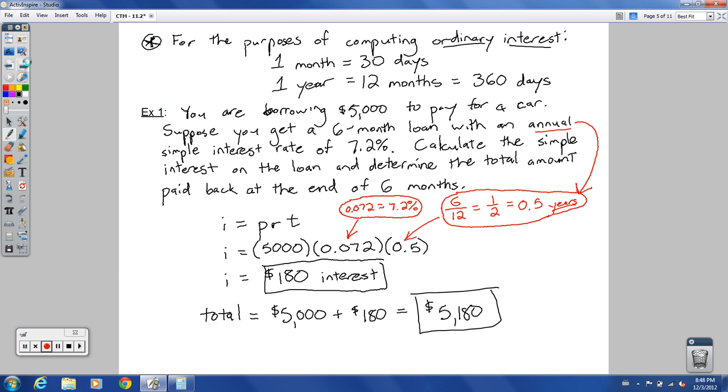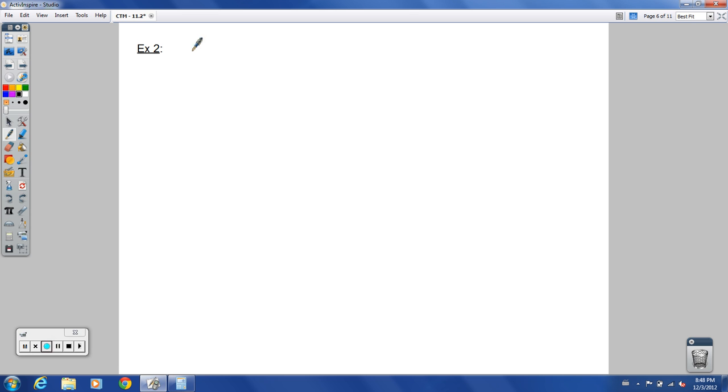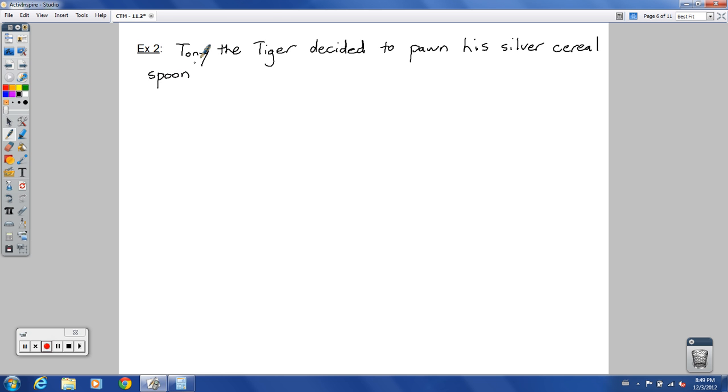So let's continue with a second example here. Let's say we have Tony the Tiger. I wanted to have a picture of him, but sorry, he's not there. Just pretend he's there. Pretend you're eating some Frosted Flakes. Tony the Tiger, poor guy, fell on some hard times. Tony the Tiger decided to pawn his silver cereal spoon. Try to say that 20 times fast. Silver cereal spoon for, we're going to say $420.